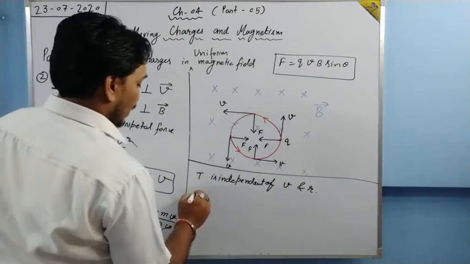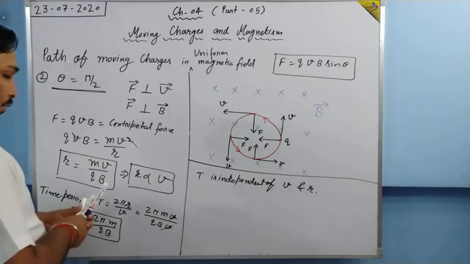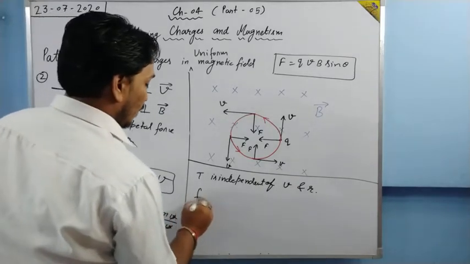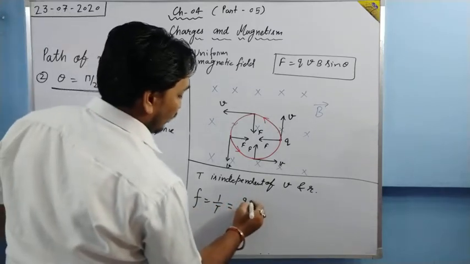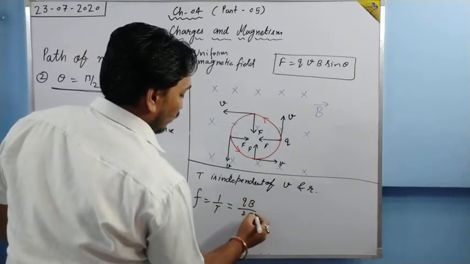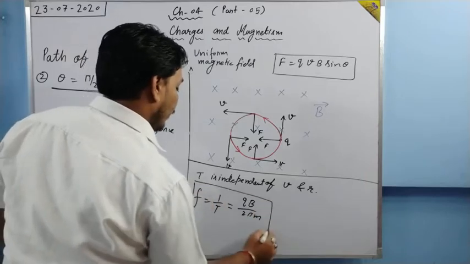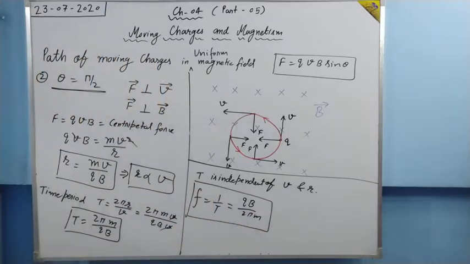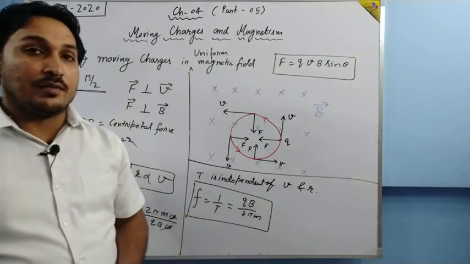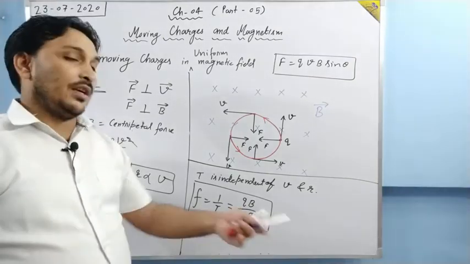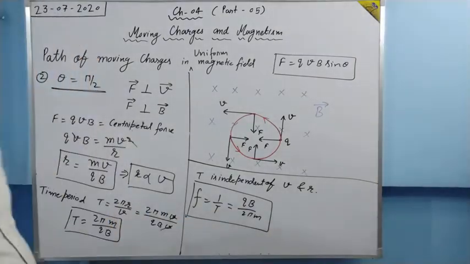What will be the frequency? Frequency is 1 upon time period. And 1 upon time period is qB upon 2 pi m. This is the frequency. It is also independent of v and r. It does not depend upon the velocity and the radius of the circular path. So this is the case when the angle is 90 degrees.